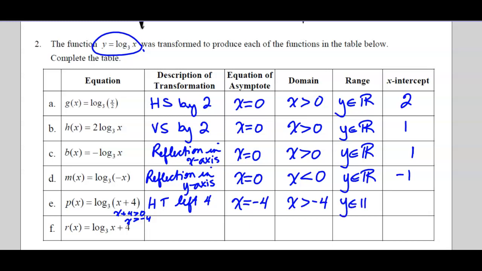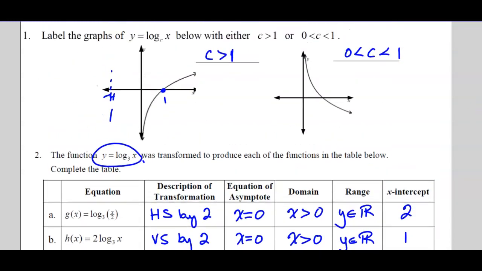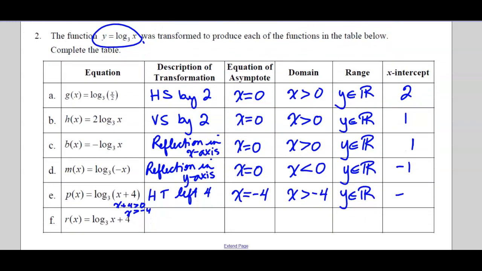Again, not going to change the range, but now our x-intercept was 1 to start, right? Now we're moving 4 to the left, so this is going to be at 3. Okay, or sorry, negative 3. 1 minus 4 is negative 3. How do you check it? Substitute it back in. Negative 3 plus 4 is 1. Remember, any log with an argument of 1 has a value of 0. The x-intercept has a y value of 0. Okay.